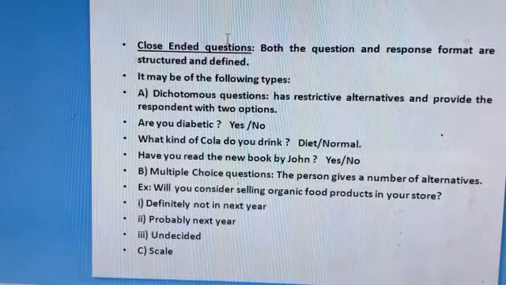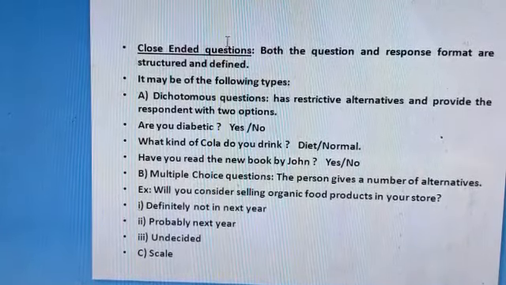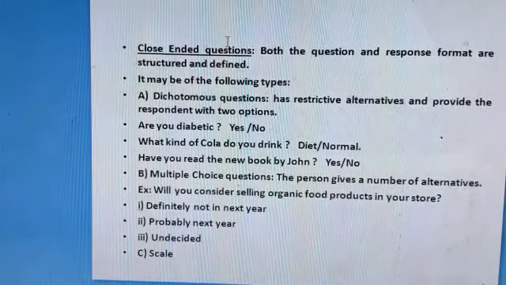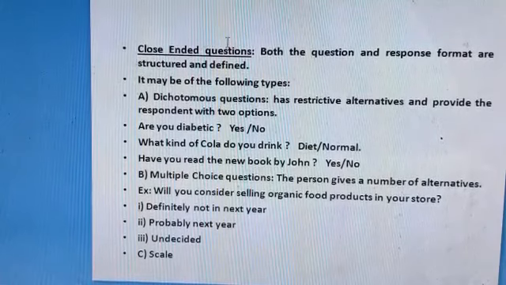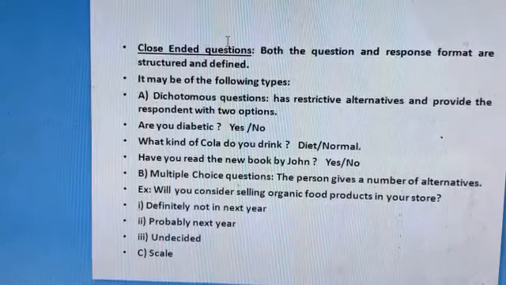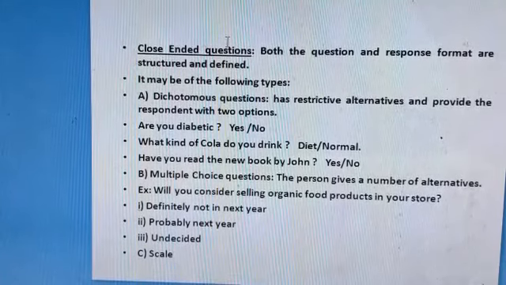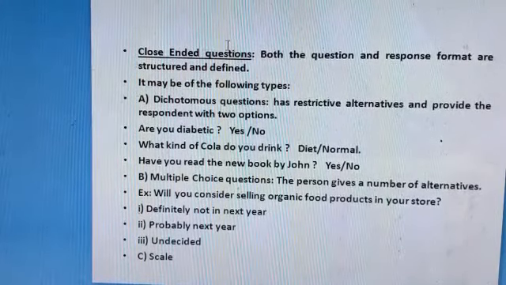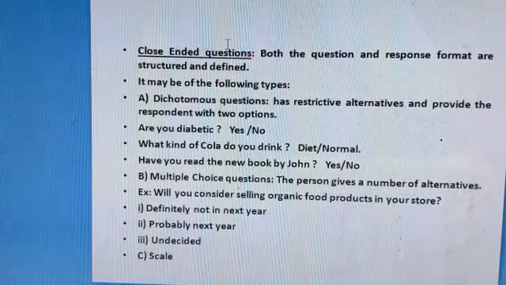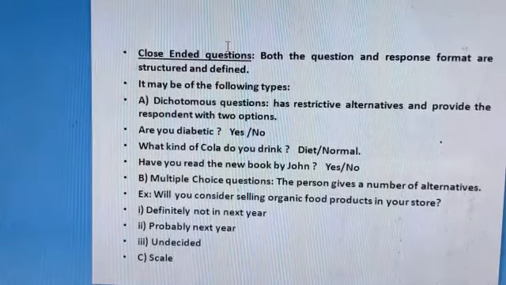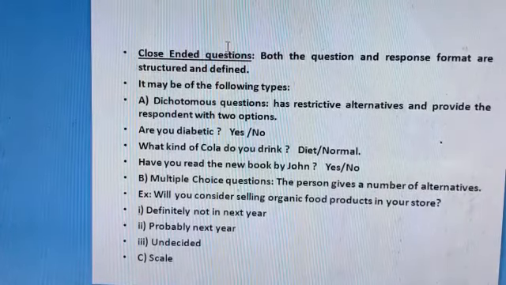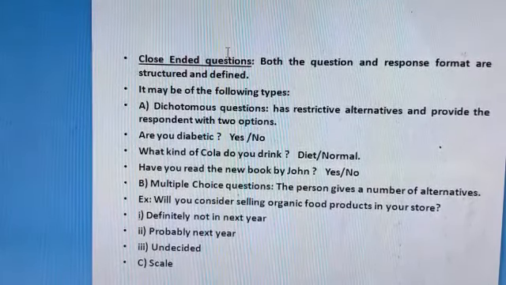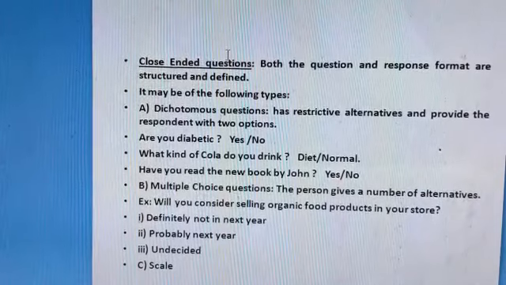Similarly, we can have multiple choice questions. The person gives a number of alternatives, and from those the respondents will be selecting. Like, will you consider selling organic food products in your store? Options like definitely not, in next year, probably next year, undecided. So these are the multiple choice questions you can frame in your questionnaire. Similarly, we can have the scale, where we can go for a Likert scale, where we want to go for agree or disagree about the different objects.